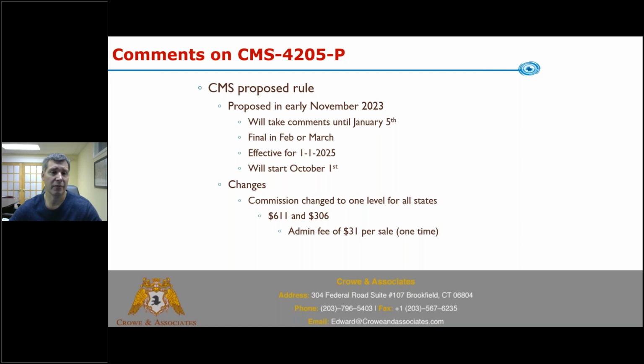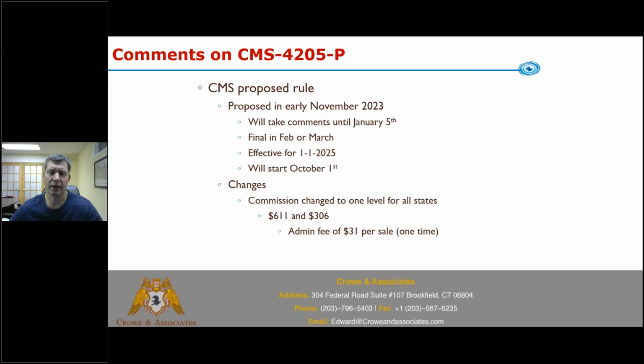So let's go over the changes. The first change is the commission change. It's proposing the commissions be changed to one level for all states, and it's proposing the national bracket. So that's the 611 and the 306. They also talked about adding an admin fee, and initially I incorrectly thought they meant adding an additional $31 to the commission, new and renewal, but that isn't what they meant. There's further clarification that it's a one-time $31 per sale admin fee, so not in addition to the commission, just a one-time fee to make up for the loss of some of the other things I'm going to talk about, which I think most would agree doesn't make up for it. But anyway, that's the concept.